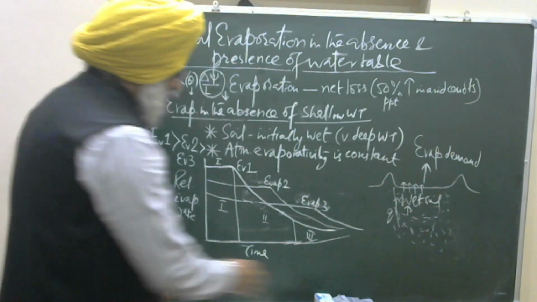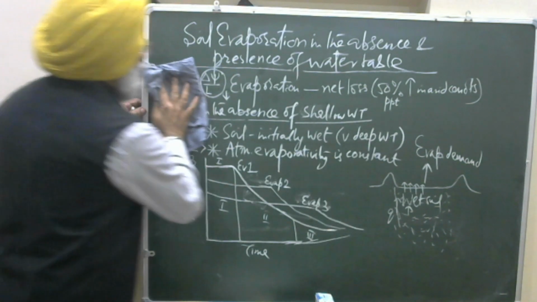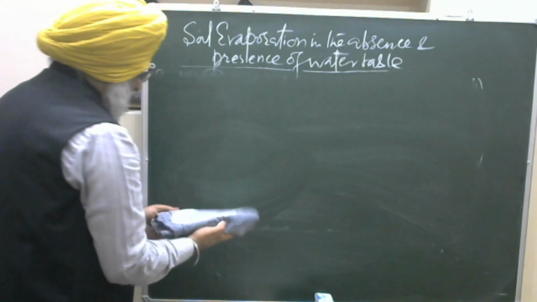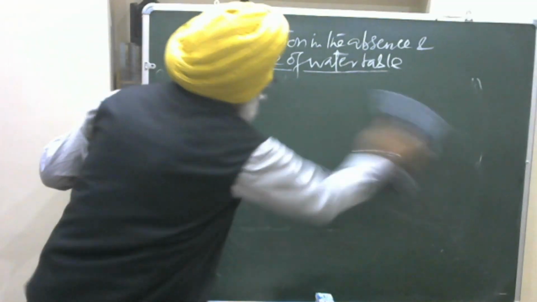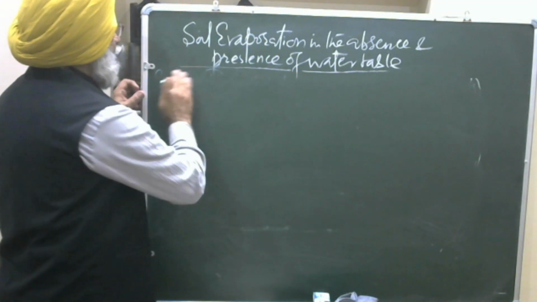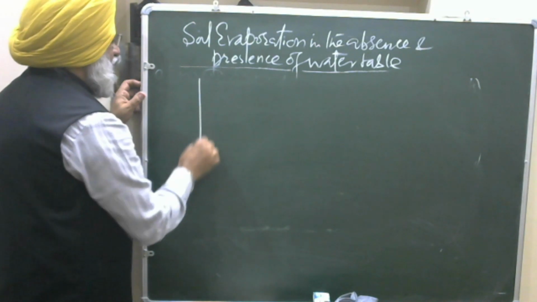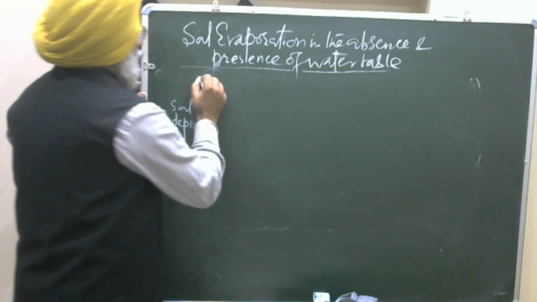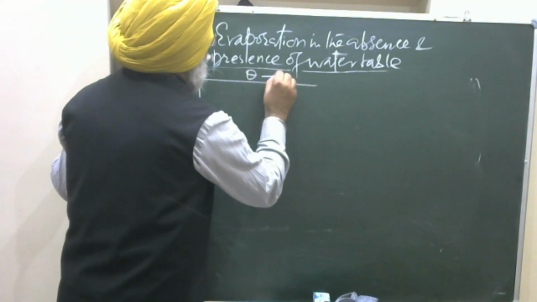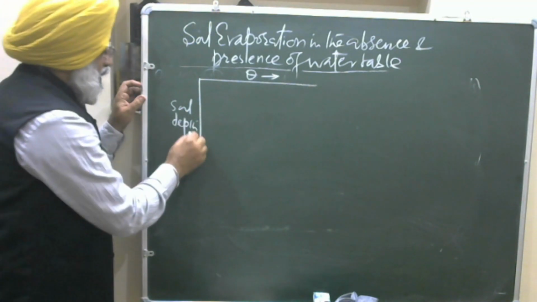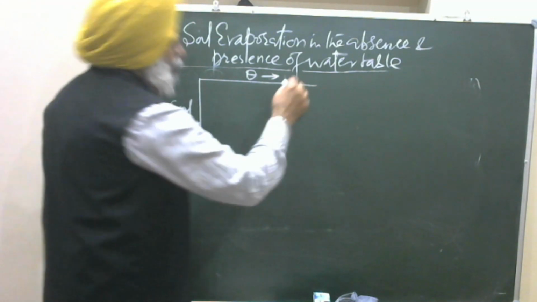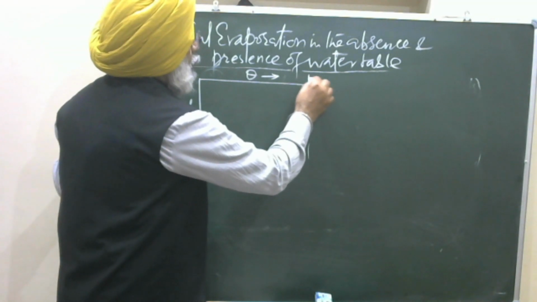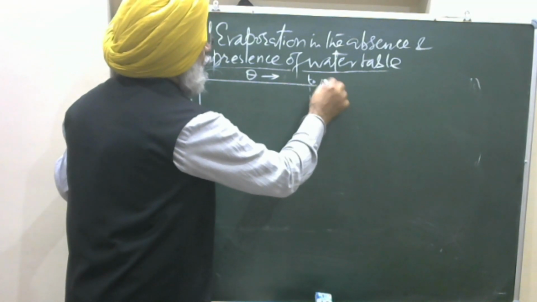In other words, what happens to the profile moisture during this process? Now supposing that this is soil depth, and here it is theta increasing in this direction. Okay, soil depth like this. Now at time, say t0, I should say initially wet soil.